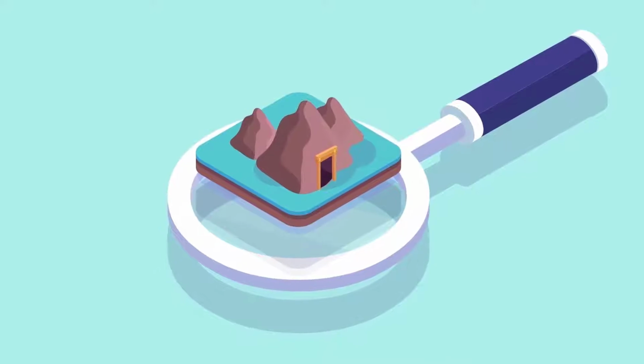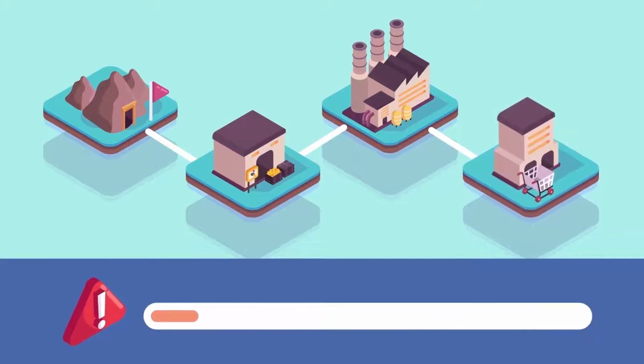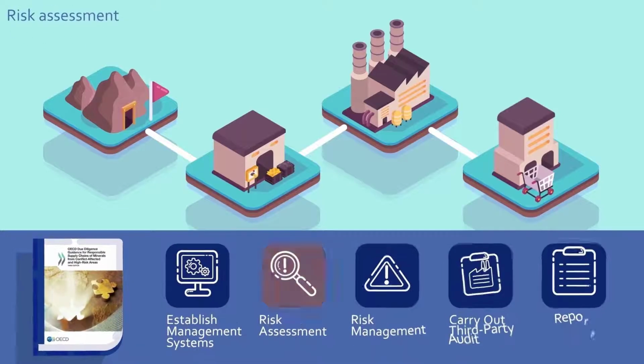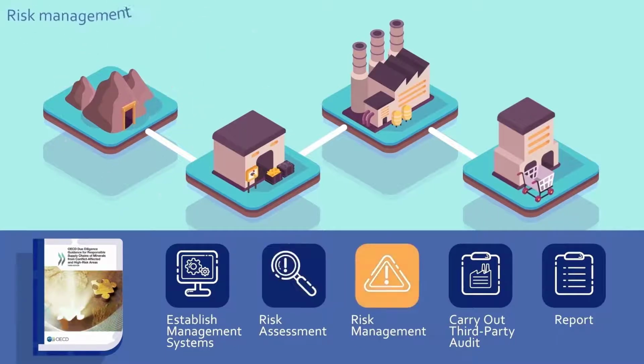If you confirm that there are red flags during your due diligence, it means there's a greater potential for risks or adverse impacts to occur in your supply chain. In that case, you need to conduct a further risk assessment to understand if those risks or impacts actually exist. If so, take steps to mitigate them.